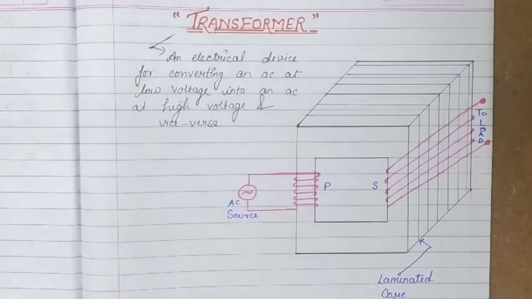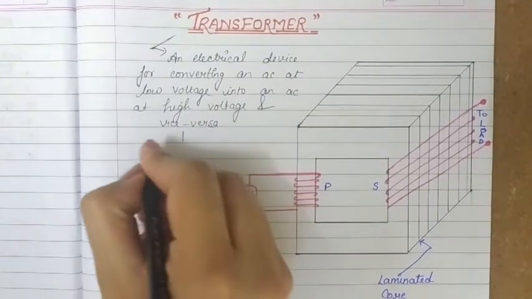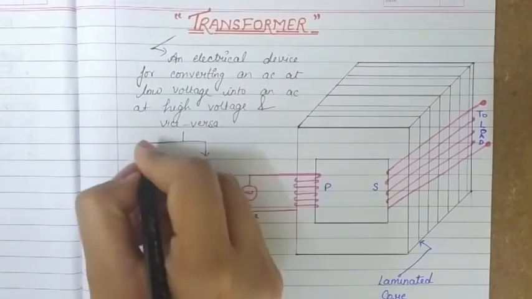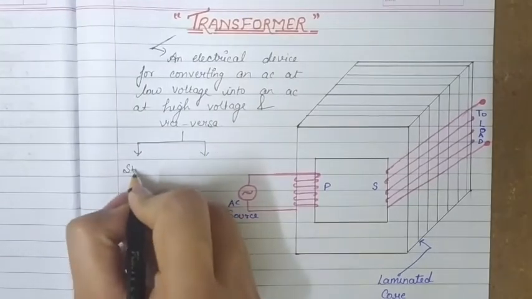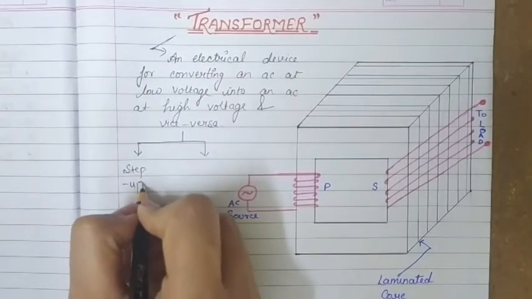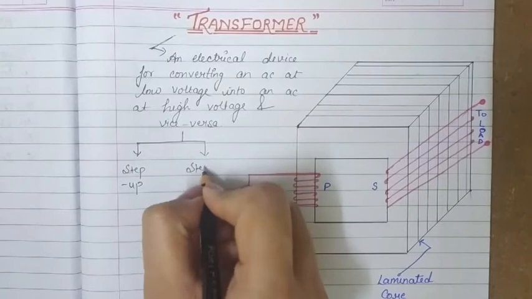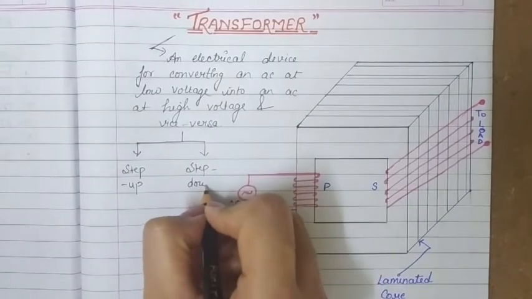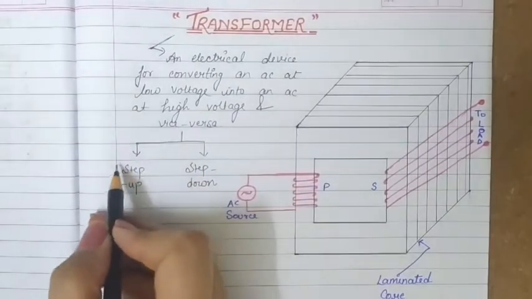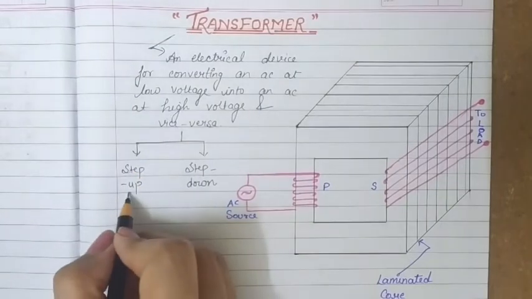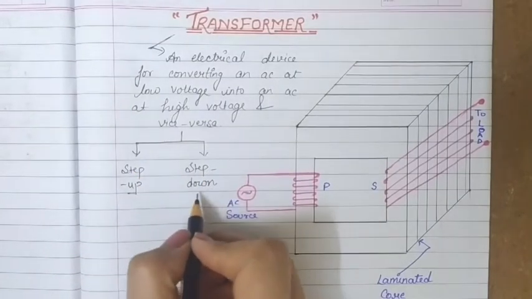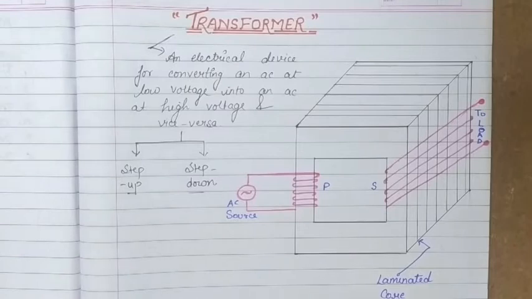Now on the basis of which type of conversion it is doing, whether it is converting low voltage to high or whether it is converting high voltage to low, this transformer is of two types. So namely these two types are step up transformer and step down transformer.